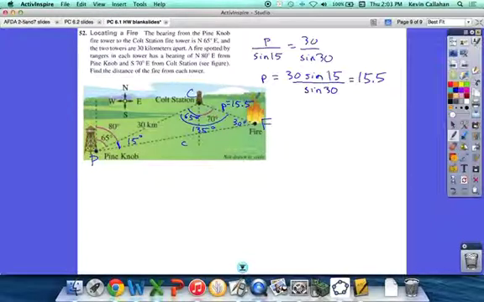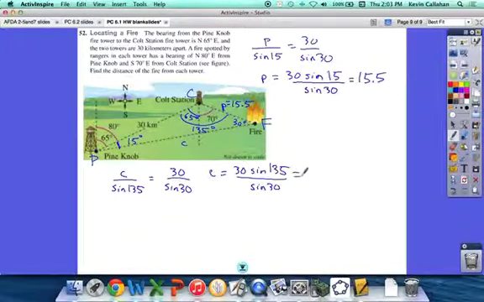Okay, now we need to do the same thing for this little c. Little c divided by the sine of 135 equals, same right-hand side, 30 over the sine of 30. So c equals 30 times the sine of 135 divided by the sine of 30. And I'm getting 42.4. So that would be equals 42.4, which seems reasonable.